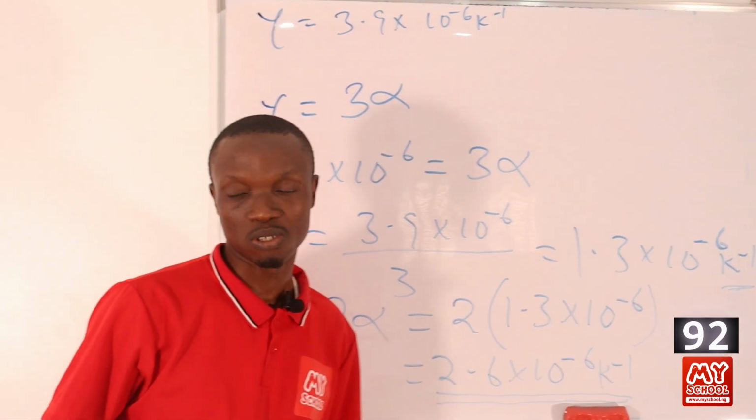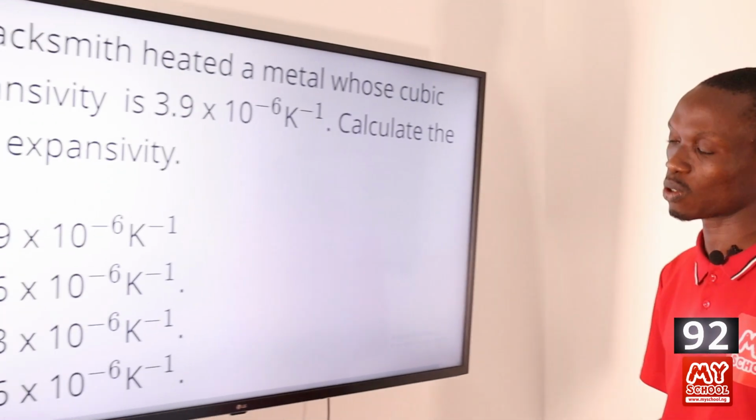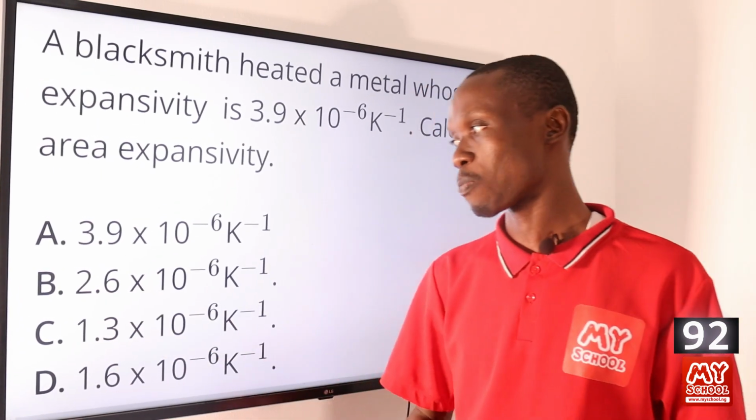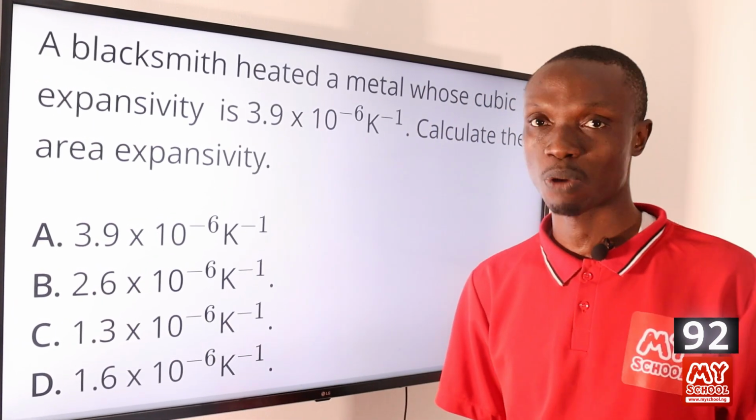So let's return back to the screen to pick the correct answer to this question, and that is option B, 2.6 times 10 raised to power minus 6 per Kelvin.